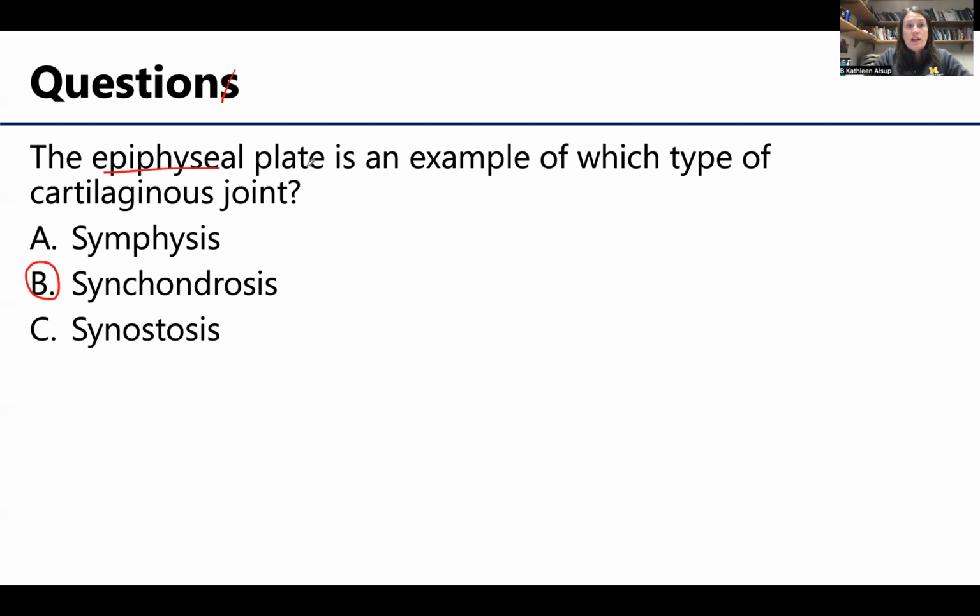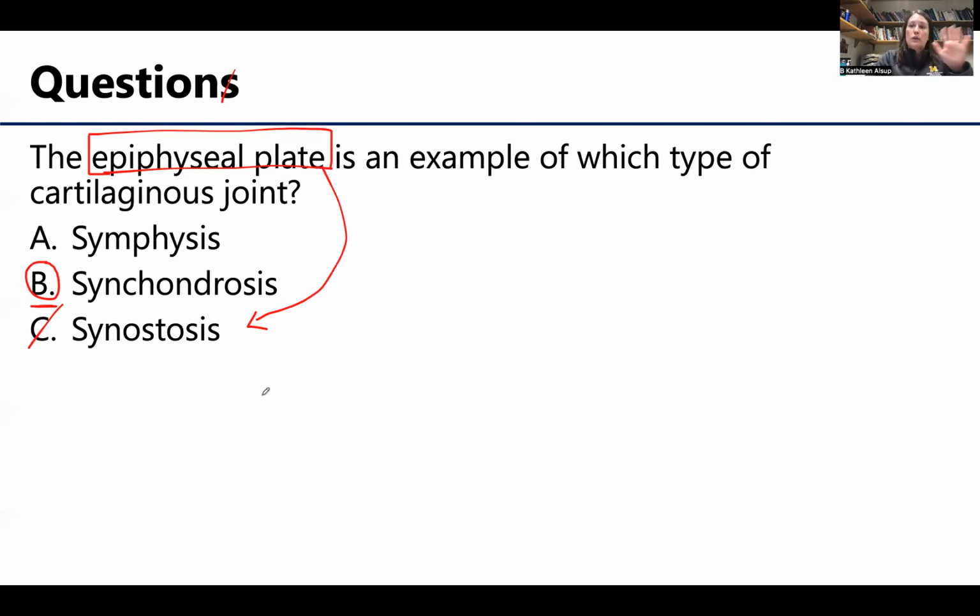Now, is it true that that epiphyseal plate will eventually be replaced by bone and become a synostosis? Yes, but at the time that it is an epiphyseal plate that's composed of hyaline cartilage that's growing, it is not going to be a fully bony joint, which is a synostosis. So C is not correct. These will eventually become a synostosis, but when there's a true epiphyseal plate, that's going to be a synchondrosis. A symphysis, that's not the epiphyseal plate. You'll find these located more in the midline. The major examples of those are the intervertebral discs between the bodies of the vertebrae and the pubic symphysis.